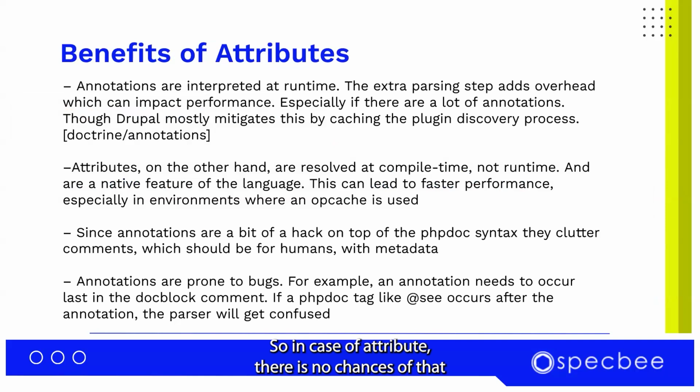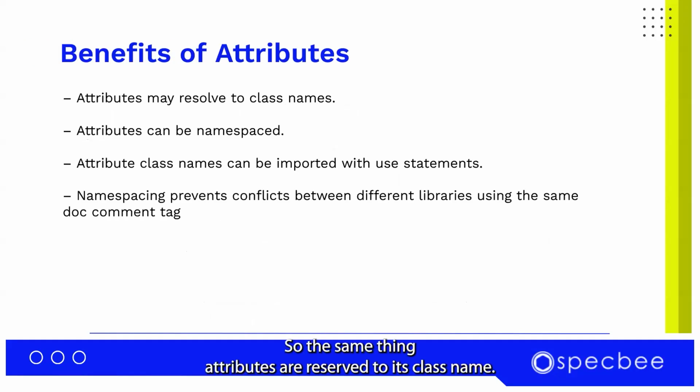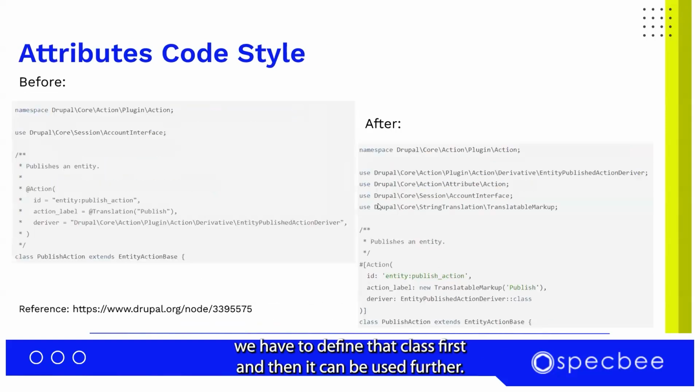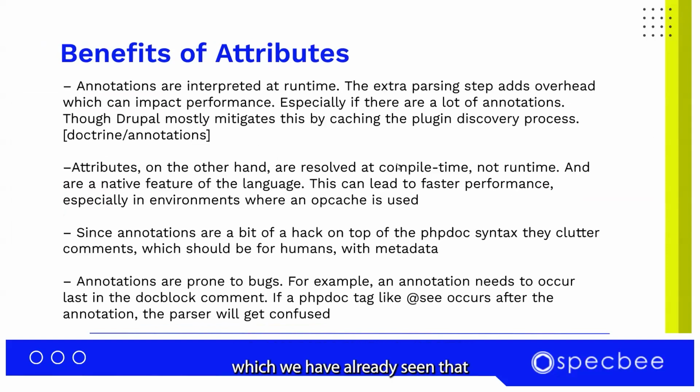So in the case of attributes, there is no chance of misleading the interpreter by adding this @, because we are not using any @ sign for defining our attributes. And the same thing, attributes may resolve to their class name. So again, when we are defining attributes, we have to define the class first and then it can be used further. Attributes can be namespaced. The attribute class name must be imported with a use statement, which we have already seen.